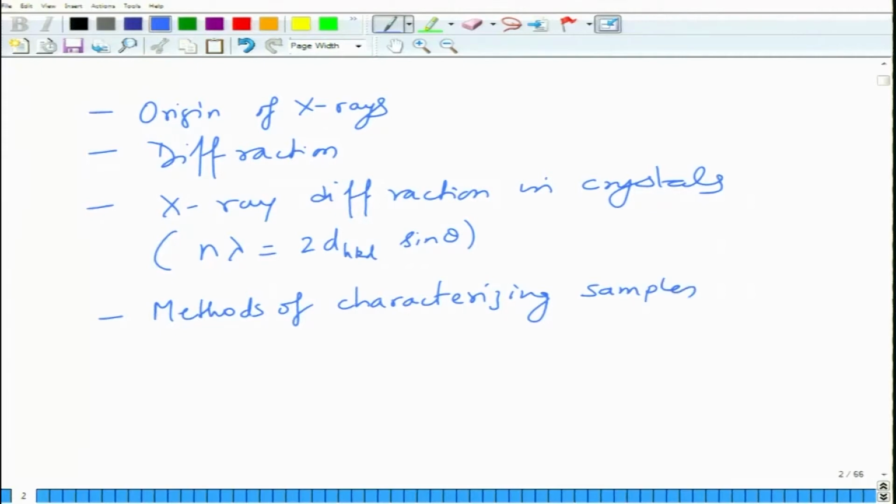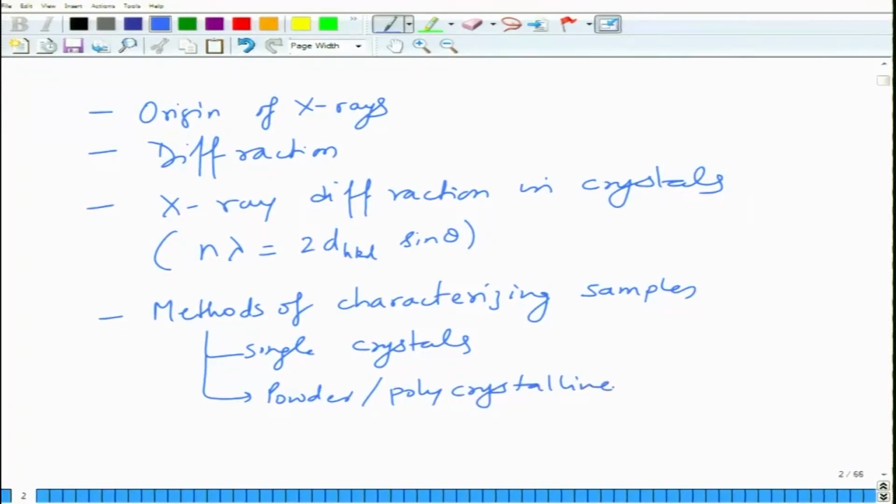methods of characterizing samples, such as single crystals and polycrystalline samples, powder specimens. And then finally, in the last class we looked at the extinction conditions, which are determined by the type of crystal structure, whether it is FCC, BCC or simple cubic lattice.